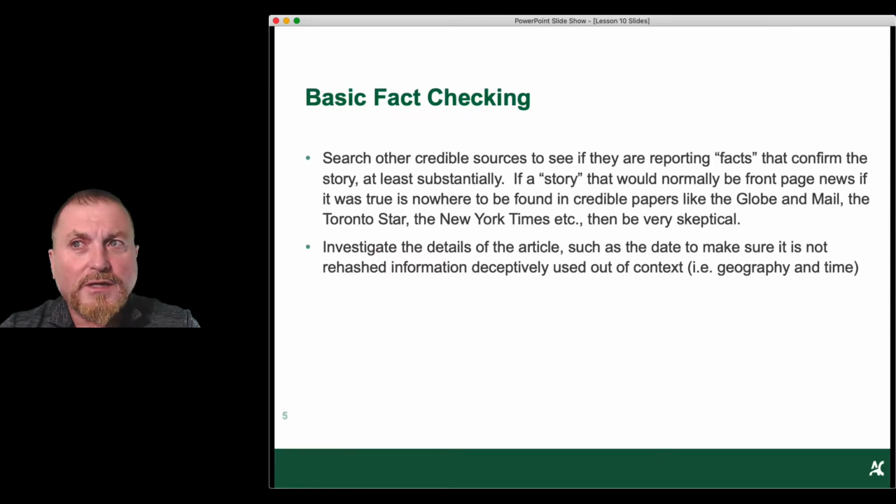So start by searching other credible sources to see if they are reporting facts that confirm the story, at least substantially. If a story sounds outrageous, it would normally be front page news in credible newspapers, like the Globe and Mail, Toronto Star, New York Times. Before you circulate anything outrageous, check those newspapers. Is it there? If it's not there, it's probably because these newspapers have already investigated it and found it to be a falsehood, an effort at disinformation, if not misinformation.